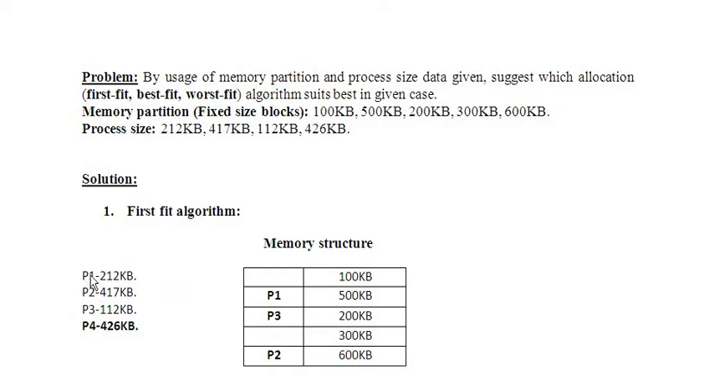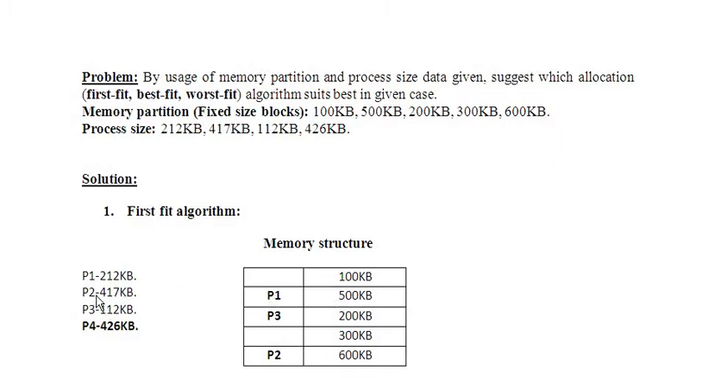Now the first process: where does it fit in? The size of that process is 212 KB, and as we all know, the first fit algorithm scans from the top, and whichever is the first block that fits will be allocated to the particular process. See here, process 1, scanning starts from here. First 100 KB, it will not fit there, which is smaller. The next one is 500 KB, which is bigger, and it is allocated. That's why I write P1 is allocated to 500 KB.